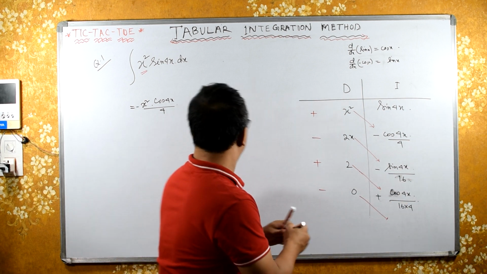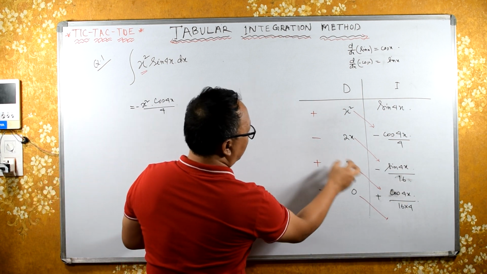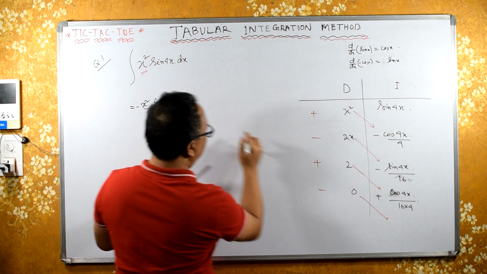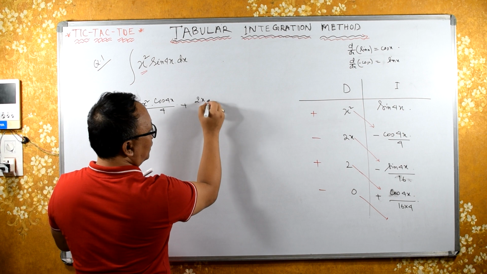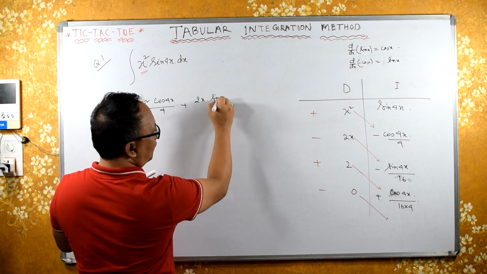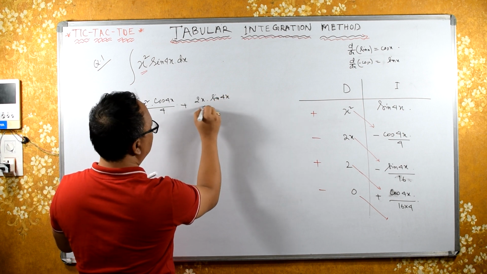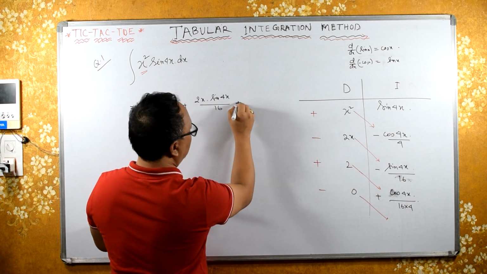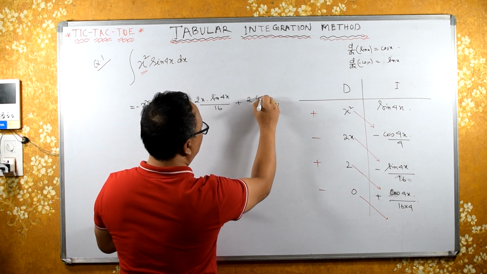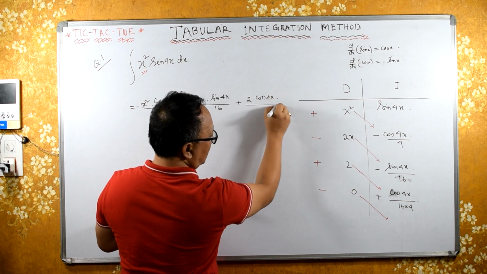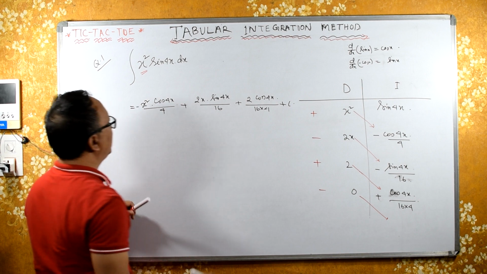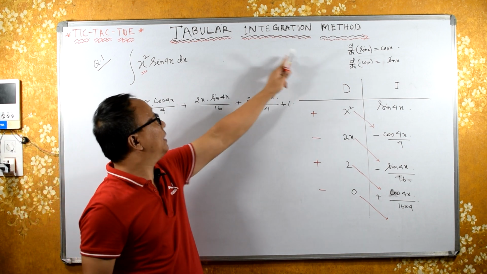Now here minus minus becomes plus. Plus twice x into sine of 4x upon 16. After this, plus 2 into cos of 4x upon 16 into 4, plus some constant. Okay, this is the answer for this.